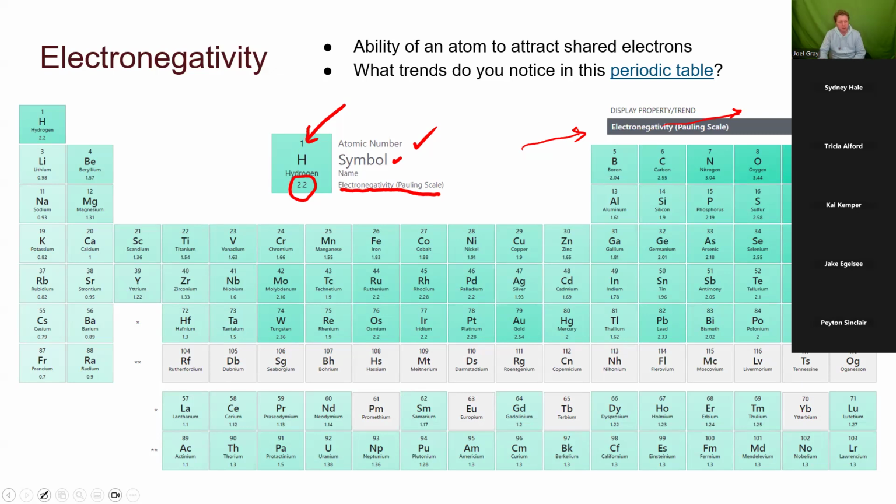So the highest number, 3.98. Great job, Emma. 3.98, and that is for fluorine. Now, the lowest number is way over here, francium, Fr, and that has a value of 0.7. So these numbers range from 0.7 to 3.98. Let's just say that it's from 0.7 to approximately 4.